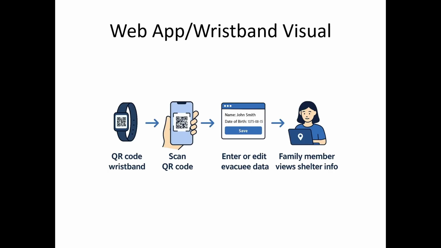This is how the web app and the wristband work. We have a QR code. You scan the code. You enter evacuee data, and then a family member views the shelter info.